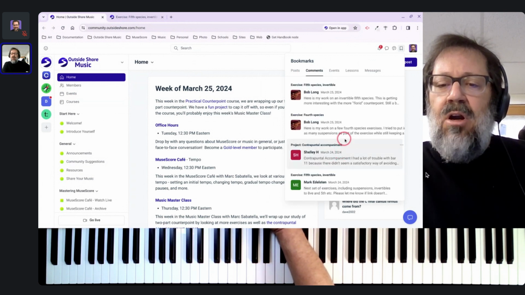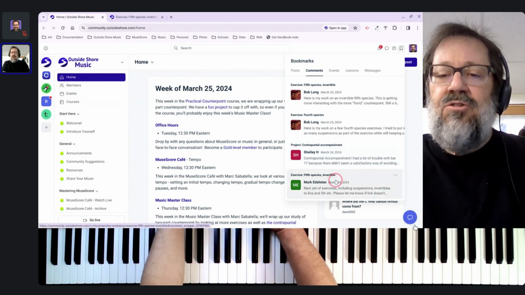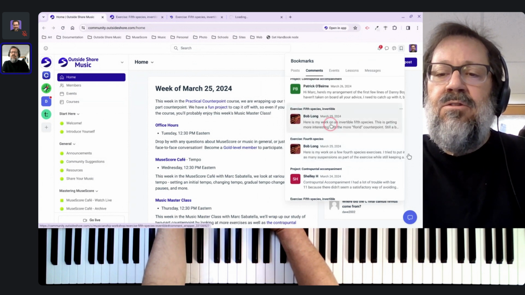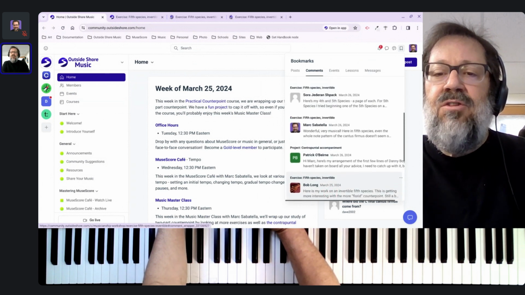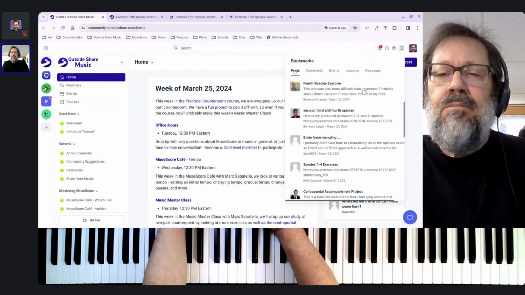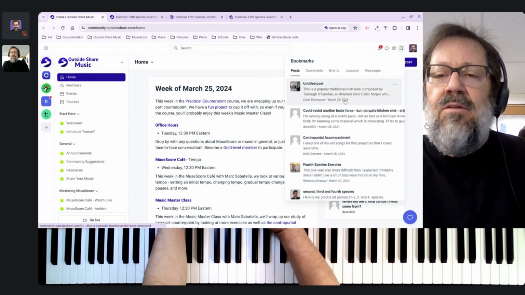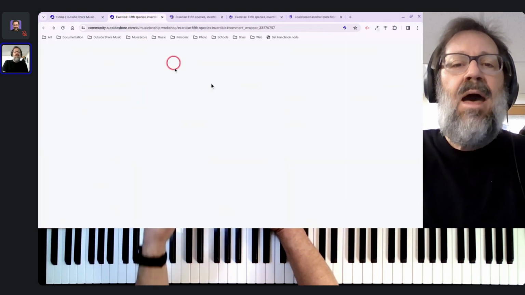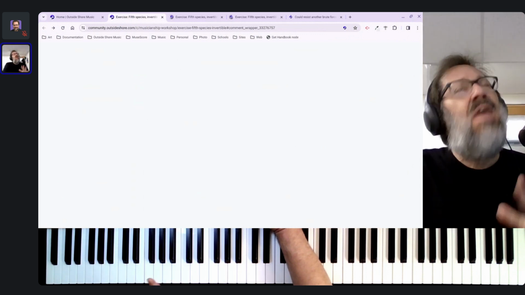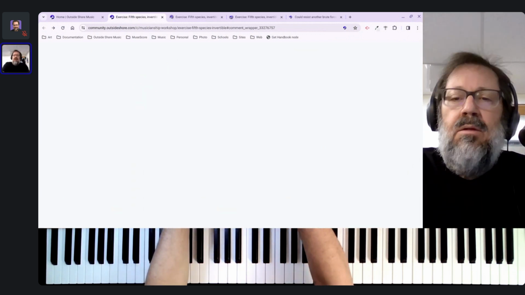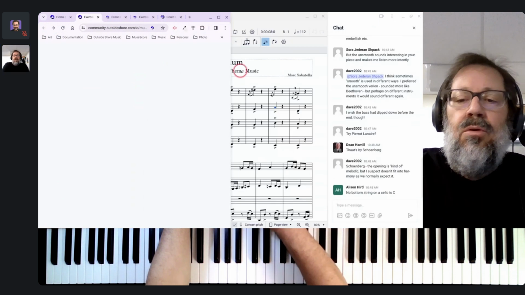I want to start with a fifth species counterpoint exercise. There are 2 different fifth species exercises, actually 3. I want to look at yours, Dave. There are 3 different kinds of fifth species exercises to look at in this context, and then I'm going to move on to the projects. So let's pull this over here.